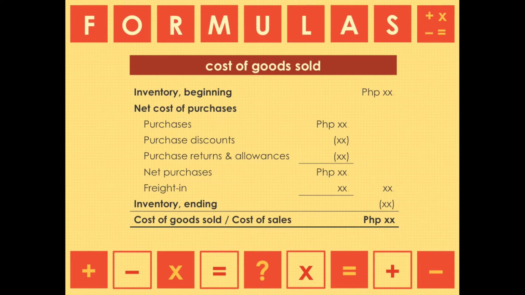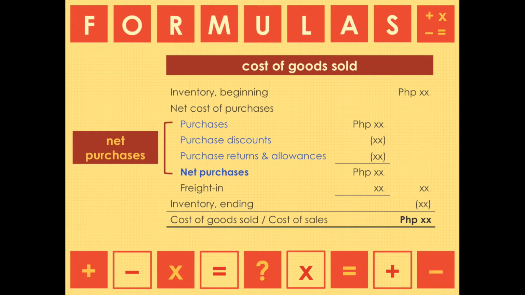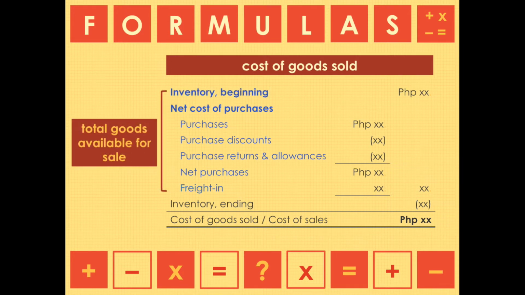Let's take a more detailed look at the components. This part here, purchases minus purchase discounts minus purchase returns and allowances, gives us the net purchases. You'll notice that the formula is similar to how we computed for net sales, only instead of sales, we have purchase accounts. Adding the amount of freight in or the delivery costs will give us the net cost of purchases. Then we add the inventory at the beginning of the period to the net cost of purchases during the period, and we get the total goods available for sale.